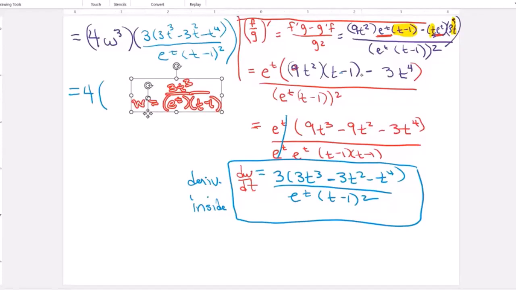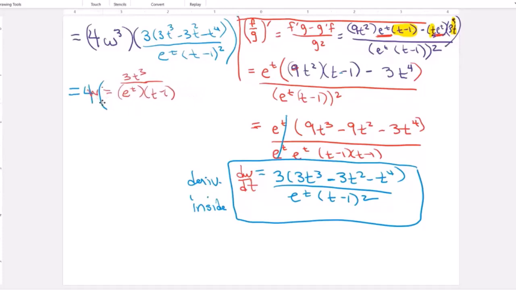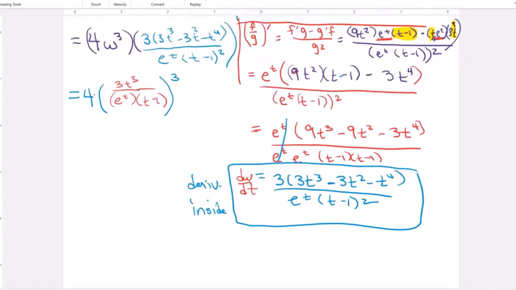All right, perfect. So there we have it. Look, we take the outer function, we take the derivative of it, we use the inside piece as the w, and then to the third power.